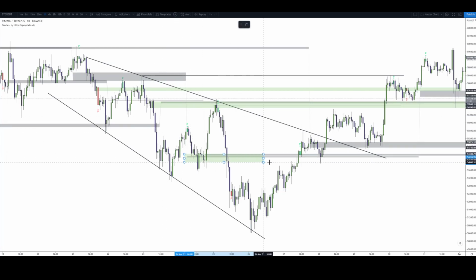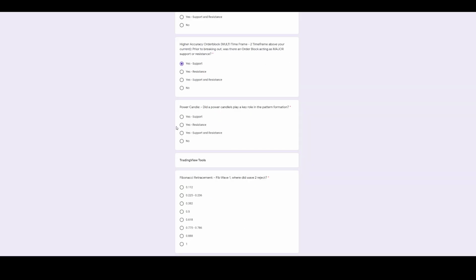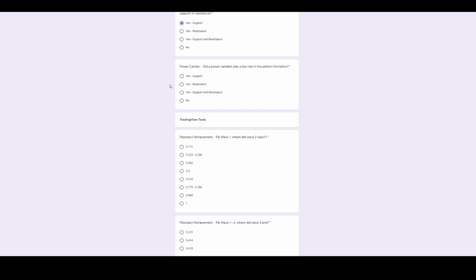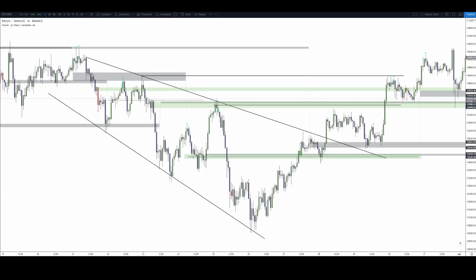There's 2 through here. Right. So the answer again is yes. Even though it's the same one, it's still relevant. Yes. That was support. Yes, support. Did a power candles play a key role in the pattern formation?